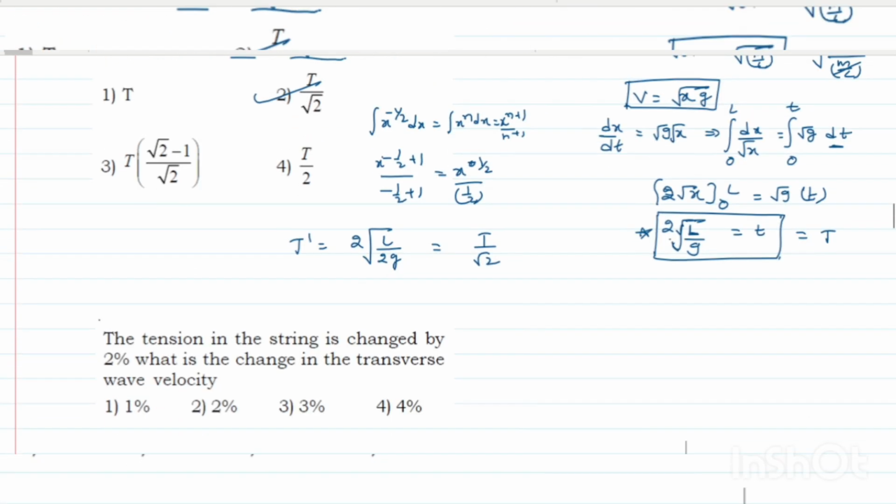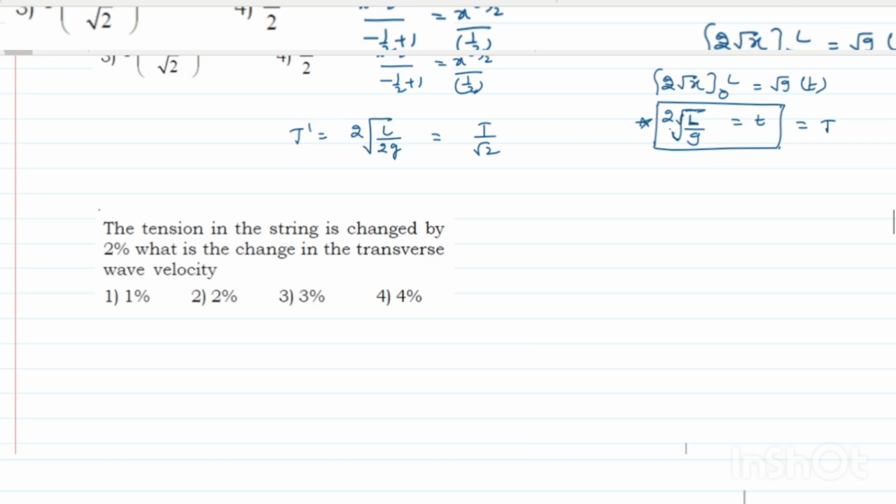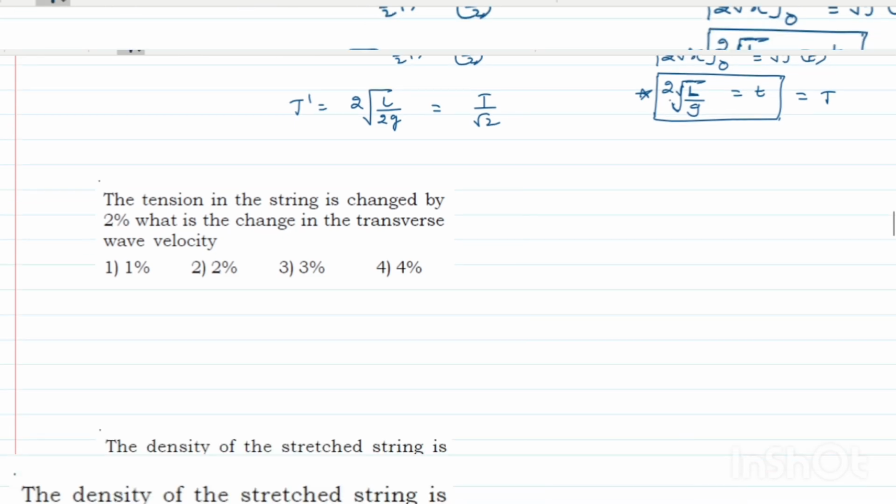The next question says the tension in the string is changed by 2%. So what is the percentage change in the transverse wave velocity they are asking? The velocity of the transverse wave is v equals root over T by mu. That means velocity is directly proportional to root T.